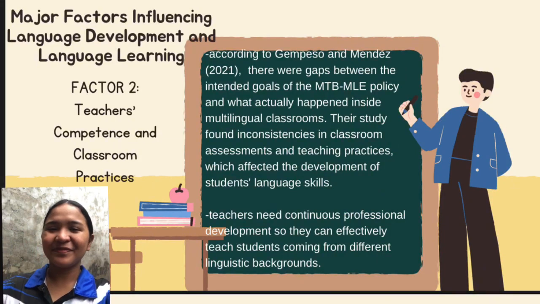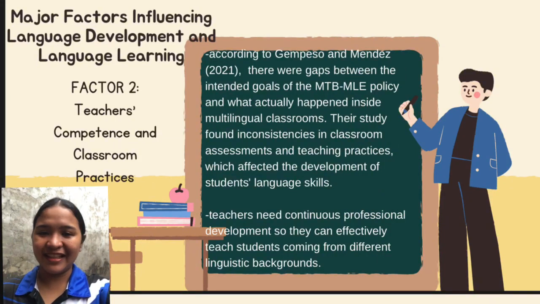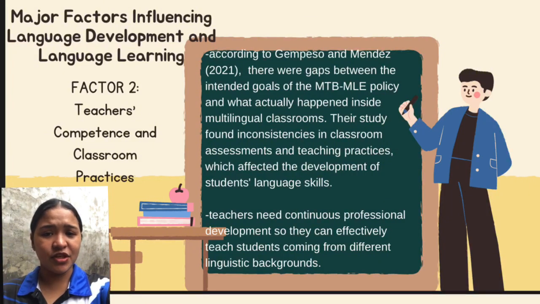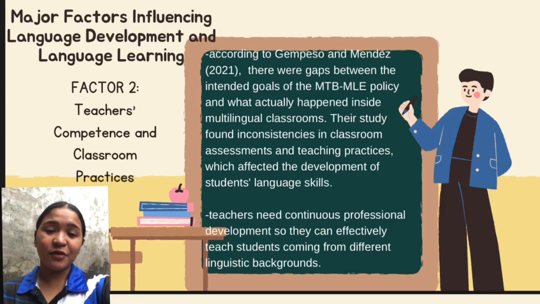Factor 2: The teacher's competence and classroom practices. The second factor is the competence of teachers and the strategies they use in teaching language. Effective language instruction encourages the learners to communicate confidently while developing their understanding of both Filipino and English.